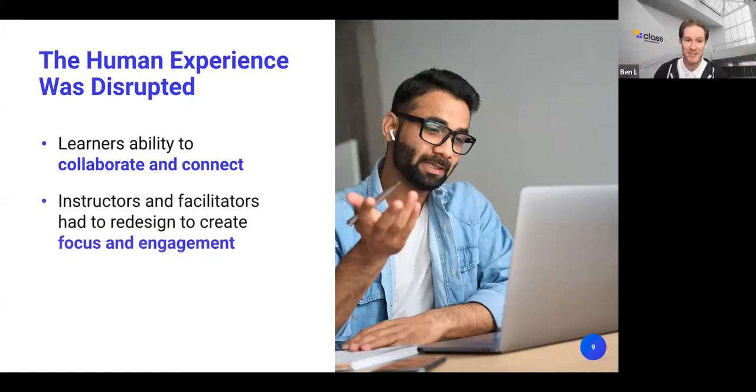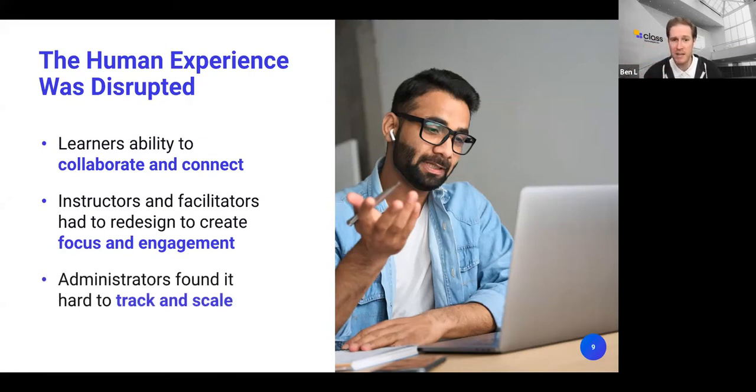Instructors and facilitators had to redesign and create focus and engagement. So all of the things you're saying here, focus, engagement, those are some of the most difficult challenges that facilitators had to learn how to overcome, and probably still are. How do we do this? How do we have better engagement in these sessions? And finally, administrators, how do you track it and scale it? I've seen all of those comments in here. Attendance, tracking participation. How do you deliver this across multiple?